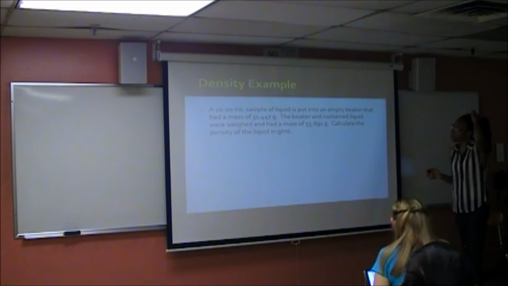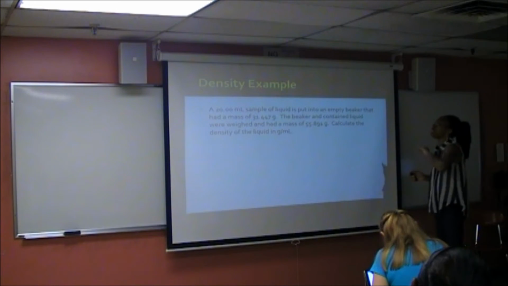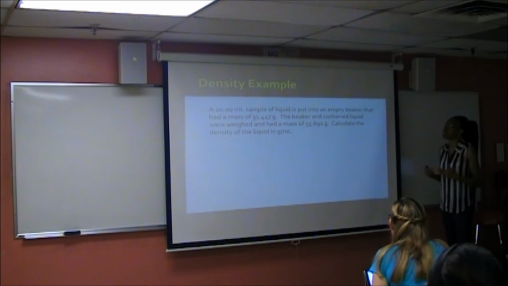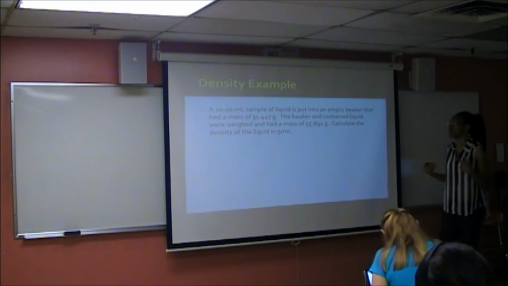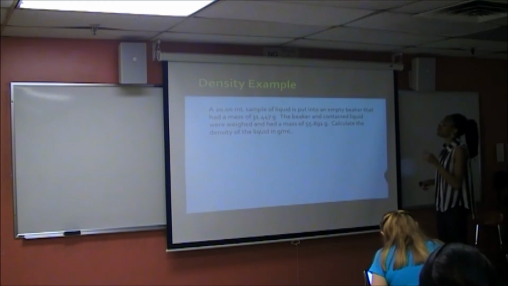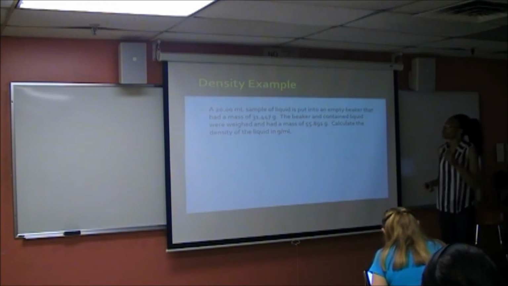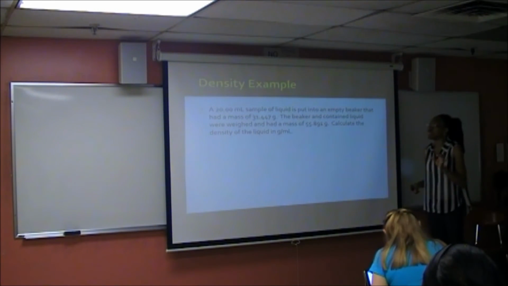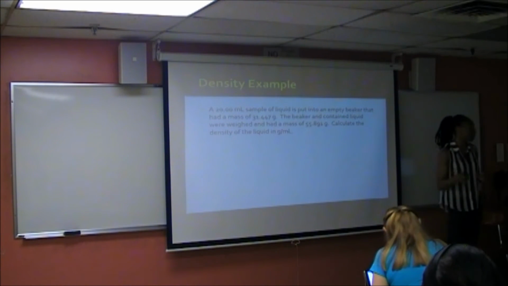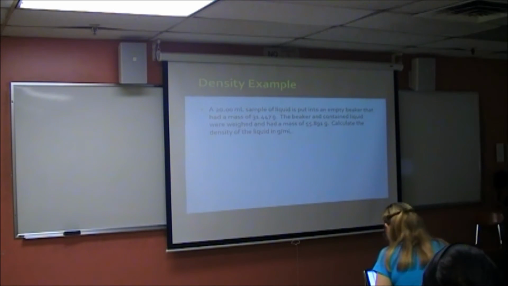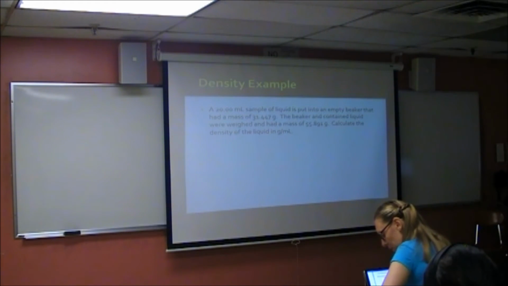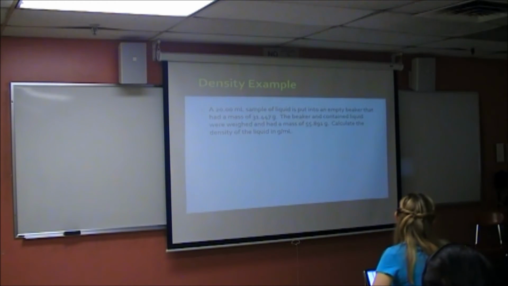So here we have an example. A 20 milliliter sample of liquid is placed into an empty beaker that has a mass of 31.447 grams. The beaker and the contained liquid were weighed and have a mass of 55.891 grams. Calculate the density of the liquid in grams per milliliter. Now remember our 3 questions, right? That is exactly where you start.